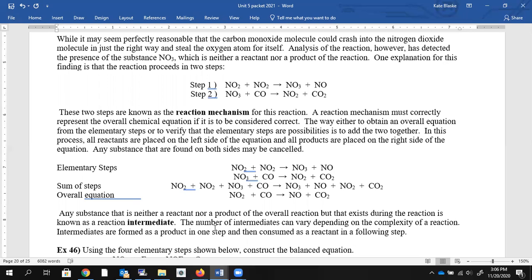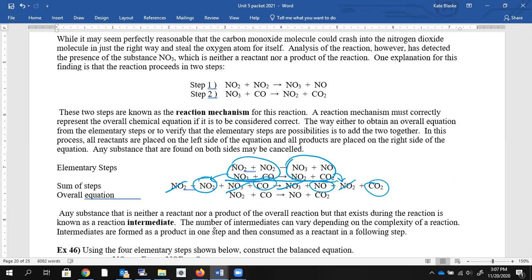So if I take these 2 elementary steps and add them together, adding all of my reactants gives me these 4 reactants, and adding all of my products gives me those 4 products. Now I notice that I can simplify this a little bit. I've got NO3 on both sides of my reaction, so that cancels out. I've also got one NO2 that cancels out with one of the product NO2s. And then what's left over is my overall complete balanced equation.